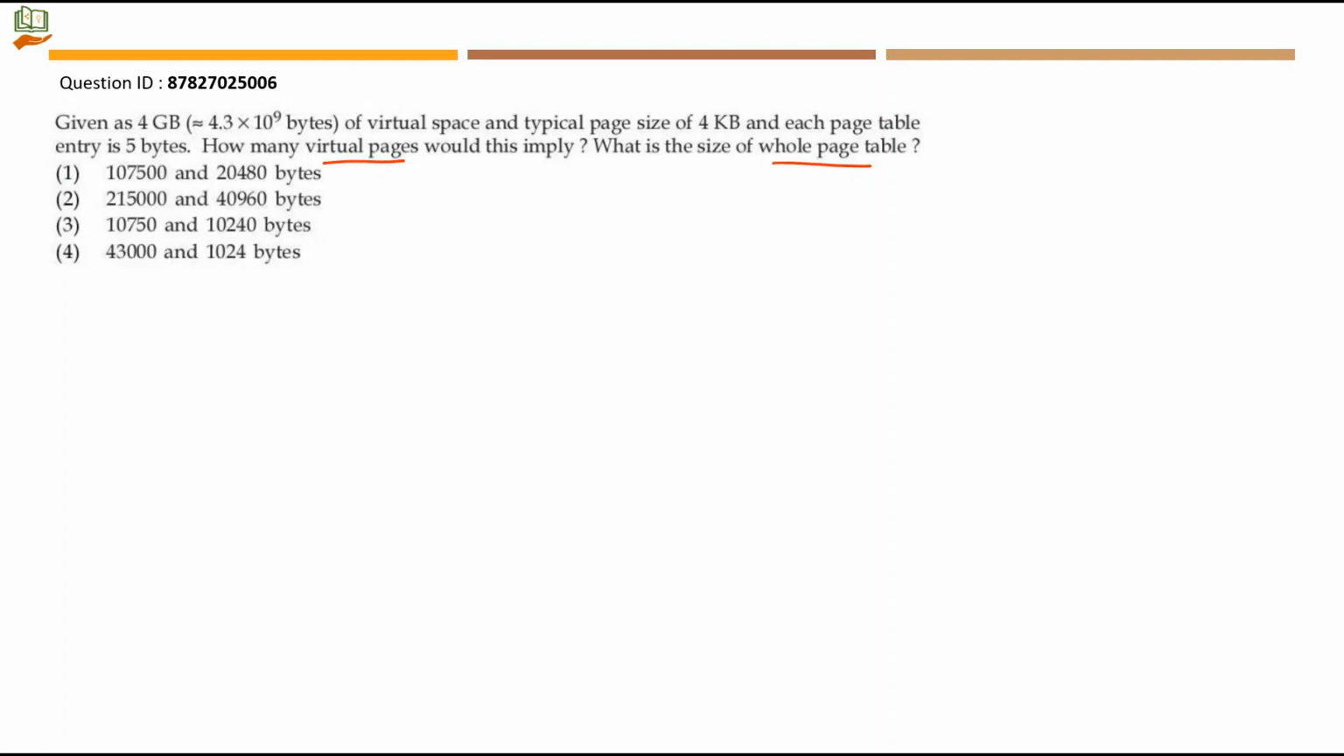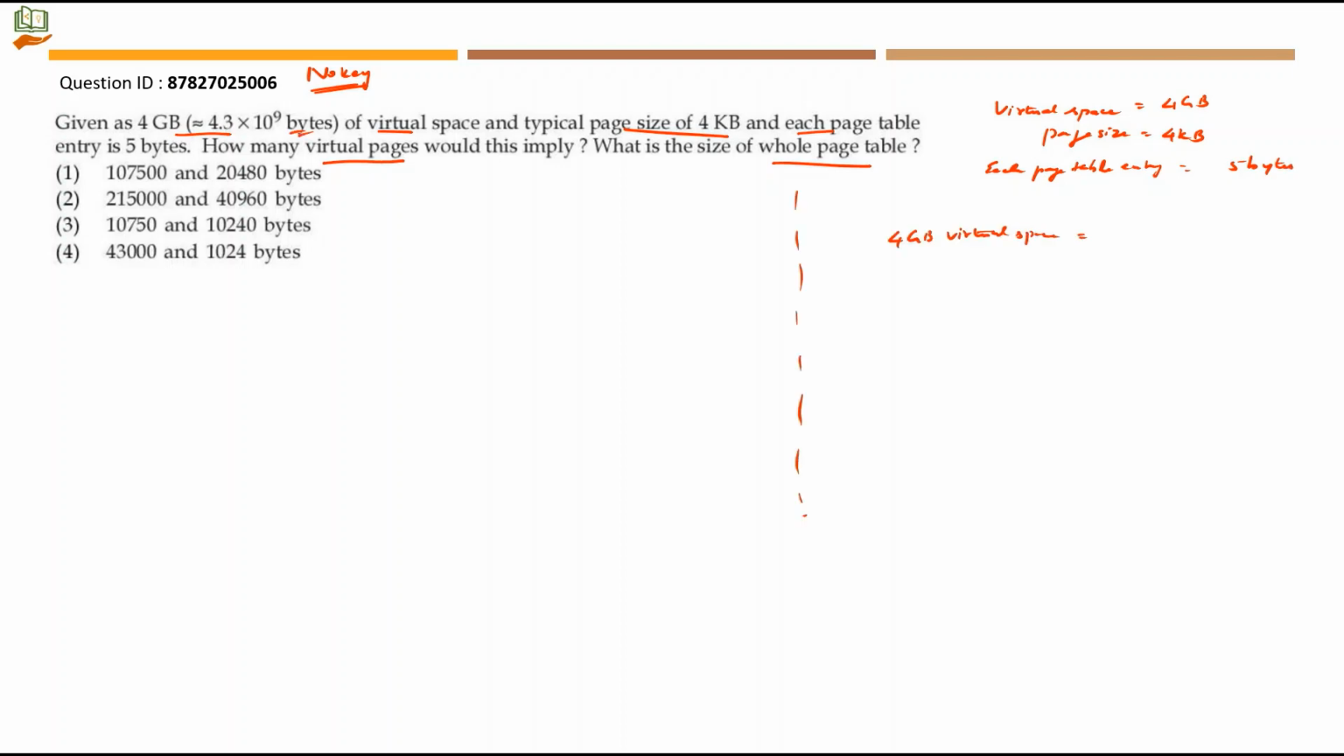Now regarding the official answer key, this question is declared as dropped. It means no key is declared. So let's take the details from the question. Virtual space is equal to 4 GB. Page size is equal to 4 KB. Each page table entry is equal to 5 bytes. You have to convert this into bytes.